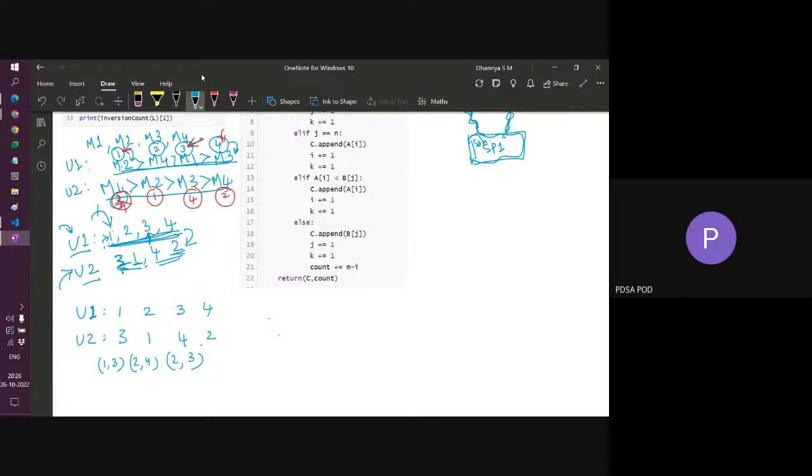So 1, 2 is correct. 1, 4 is correct. 2, 4 is not correct. So 3, 4. Okay. So these are the 3 inversions that we have, right?